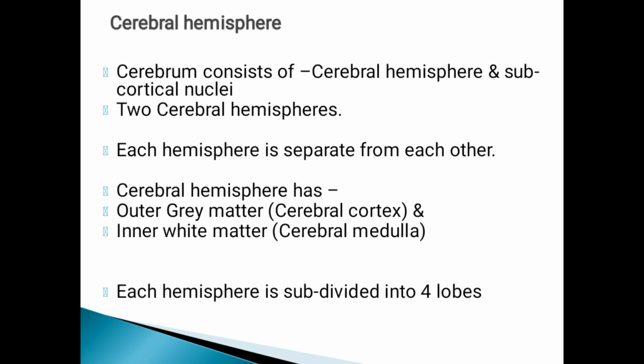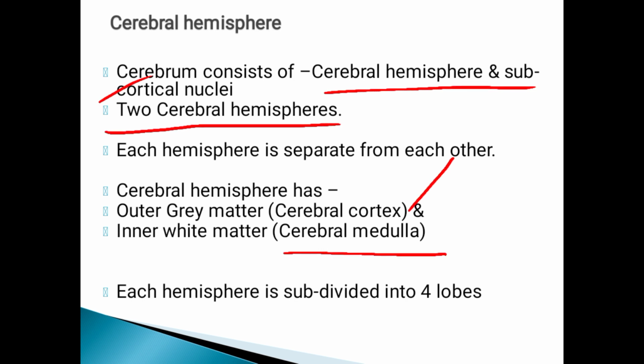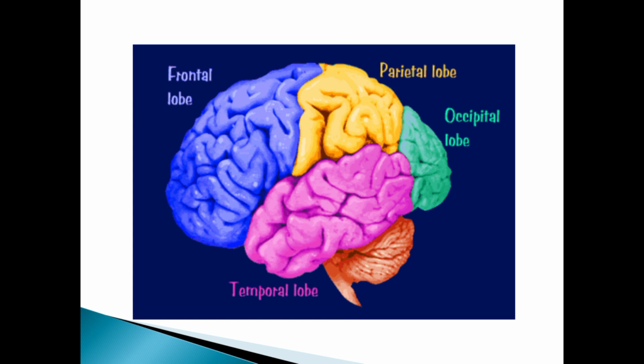We call what you are seeing below the skull the cerebrum. The cerebrum consists of the cerebral hemispheres and subcortical nuclei. There are two cerebral hemispheres, right and left. In the cerebral hemisphere, the outer gray matter is called the cerebral cortex, and the inner part is the cerebral medulla. The entire hemisphere is divided into four lobes.